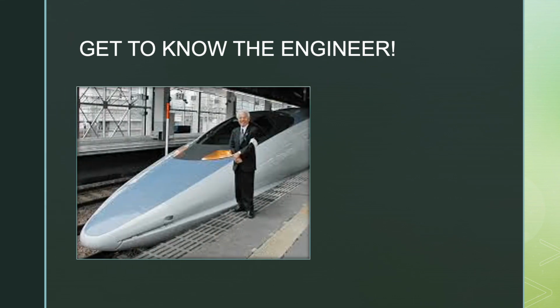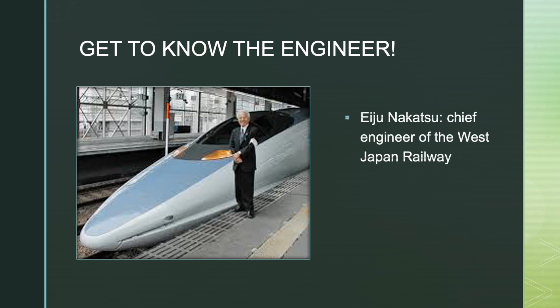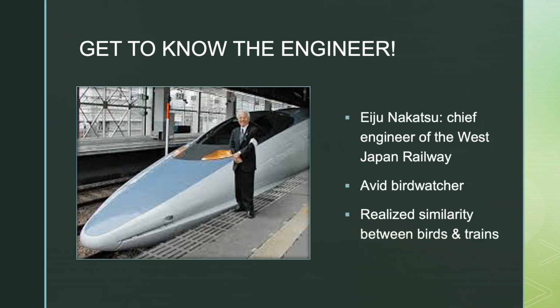Iju Nakatsu was the chief engineer of the West Japan Railway Corporation. He was also an avid birdwatcher in his free time. Now, you may think that birds and trains have nothing in common, or maybe when writing down the commonalities between birds and trains, you found out they have more in common than you thought. Well, Iju Nakatsu realized that birds and trains are quite similar in the way they move quickly through the air.